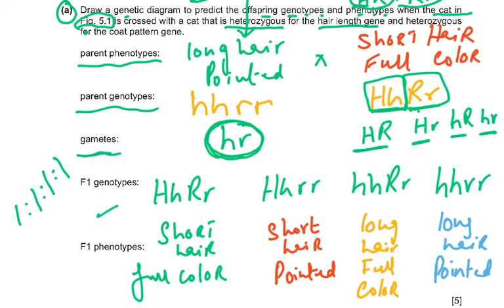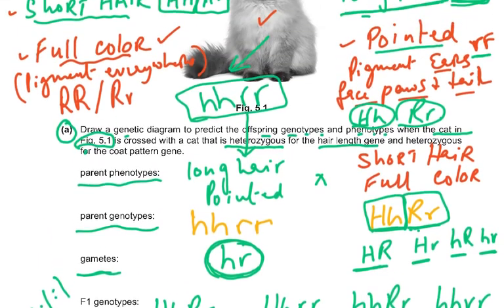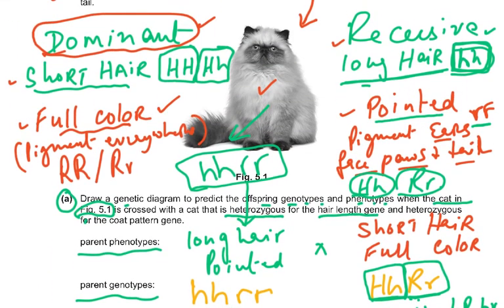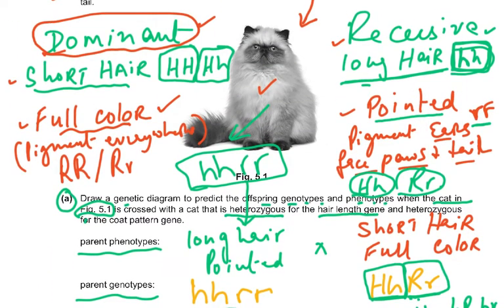So you have to get this right, which is F1 genotypes, and then you have to get the phenotypes, right? It's short hair full color, short hair pointed, long hair full color, and long hair pointed. So you have to use the words of the question, in which, as I previously explained to you, you had to know the different dominant and recessive traits, which I did in this whole exercise at the top as I started this question.